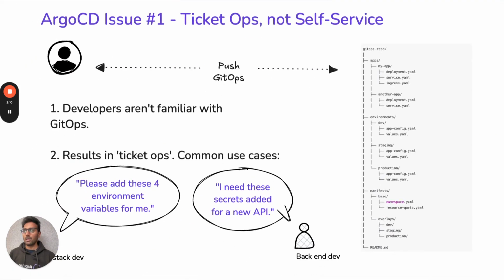So jumping in, the issue of ticket ops and not self-service is very prevalent with Argo, because in Argo, GitOps is the only way that configurations are managed and deployed. Developers aren't familiar with GitOps, especially as configs get more complicated, such as managing multiple environments or properly encrypting and managing secrets. This typically results in application engineers firing off tickets to the DevOps team for one-off configuration changes, such as setting up new environment variables or secrets or changing autoscaling parameters. This back and forth of ticket passing interrupts developer workflow, and it isn't really continuous delivery at all.